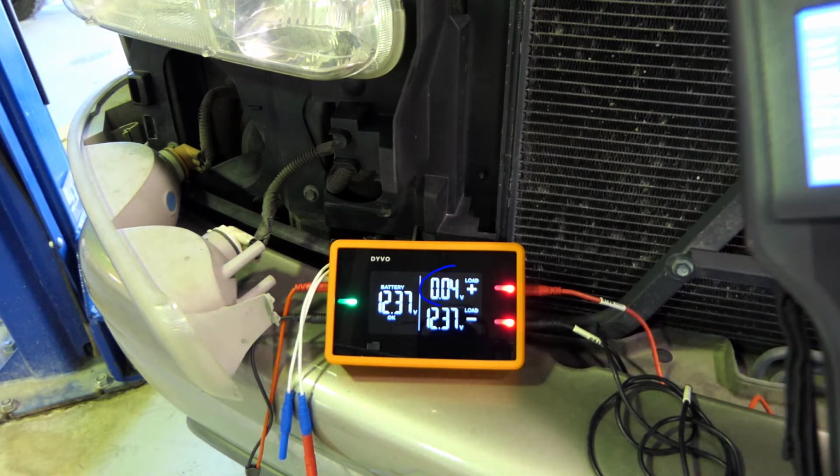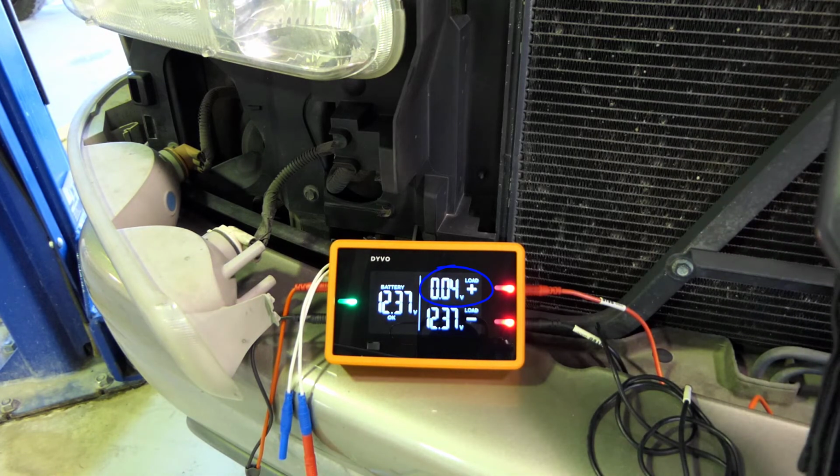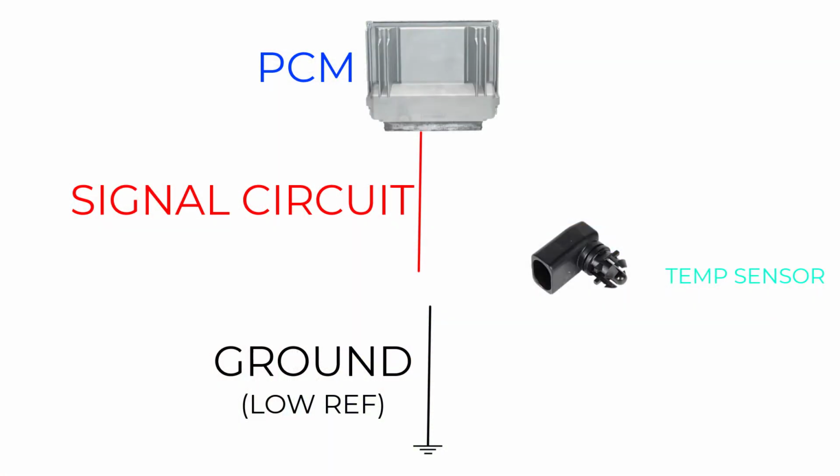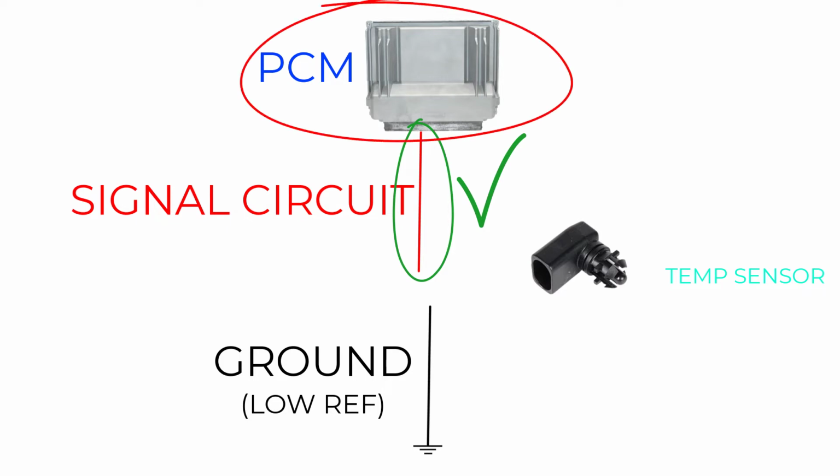Now the voltage value drops close to 0 volts, so that's good. But the scan tool is still reporting -2. This means that the wire on the signal circuit is good, but there could be a problem inside the control module because it isn't registering the change.